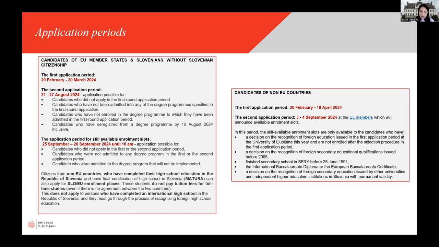It is also important to mention that citizens from EU countries and citizens of countries with which Slovenia has concluded bilateral agreements do not have to pay tuition fees for full-time bachelor and master studies. Slovenia has concluded bilateral agreements with Bosnia and Herzegovina, Montenegro, North Macedonia, Serbia, and Kosovo. You can find more information about fees on our webpage.